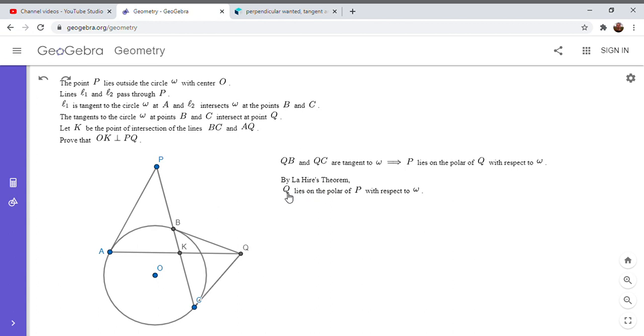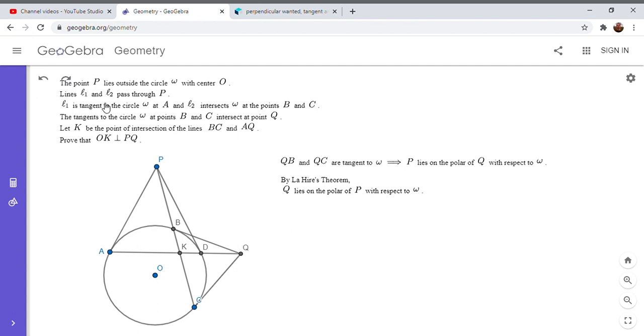But like I said, since P lies on the polar of Q, Q has to lie on the polar of P. So this intersection point D, PD has to actually be tangent to the circle, because the polar of P is the line joining the 2 points of tangency. So AD would be the polar line, and Q lies on it. Okay. So where do we go from here?